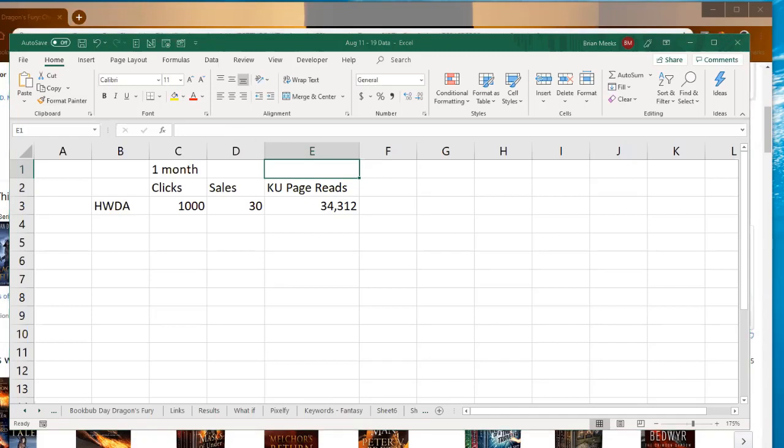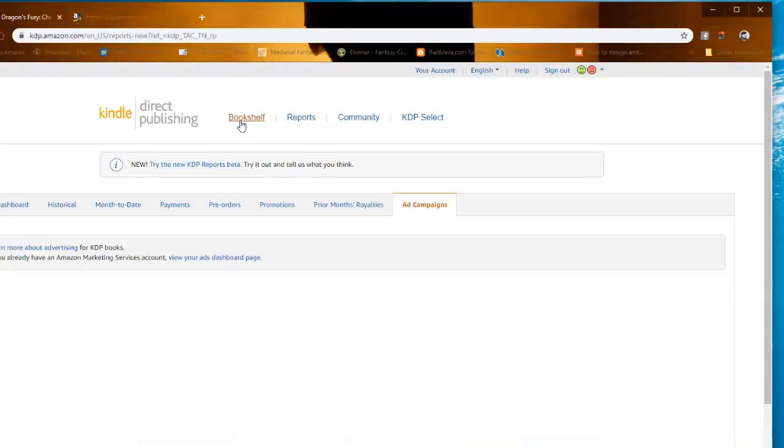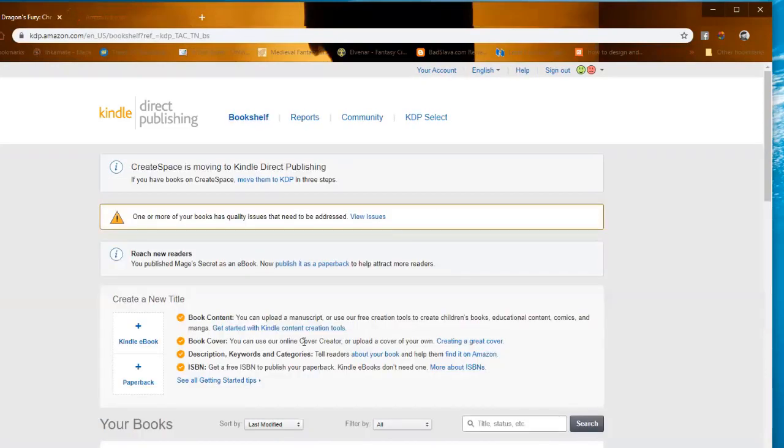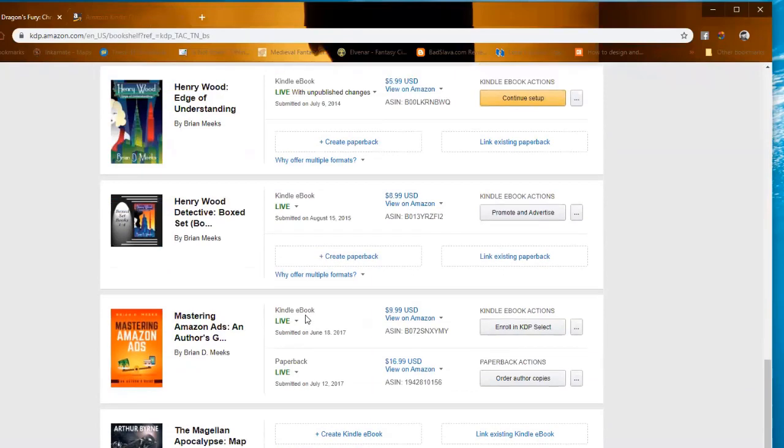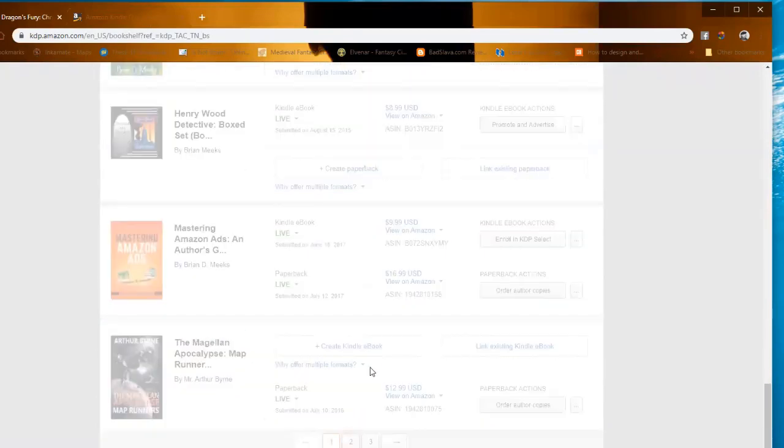So to find that, let me grab another window. We go here. This is your dashboard. You go into the bookshelf. And if you've never looked up your KENPC number, this is where you find it. So we'll find Henry Wood.